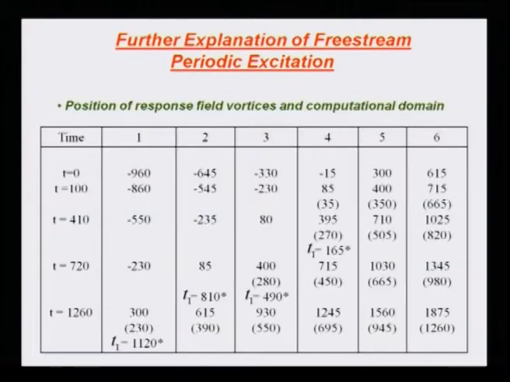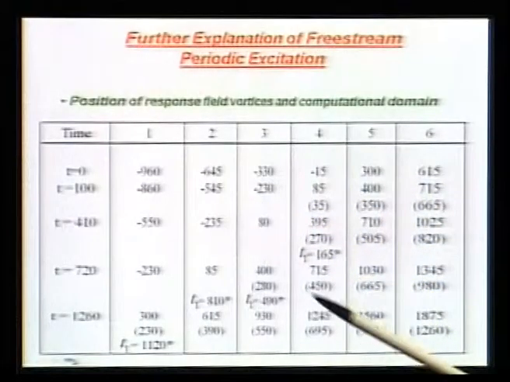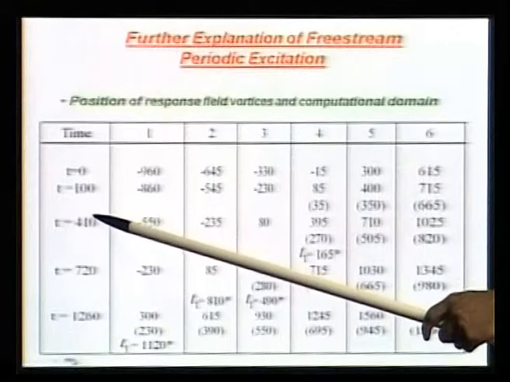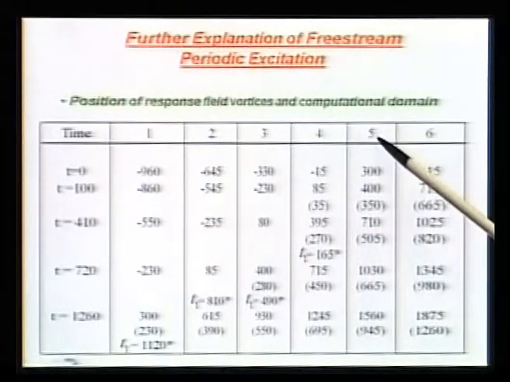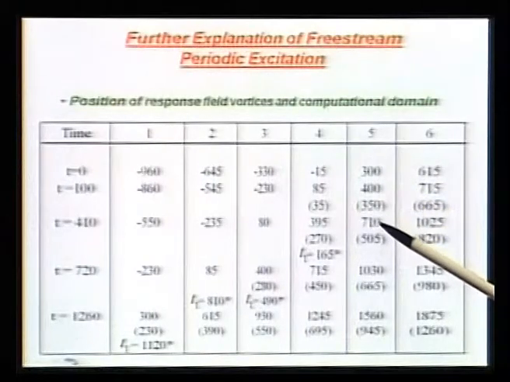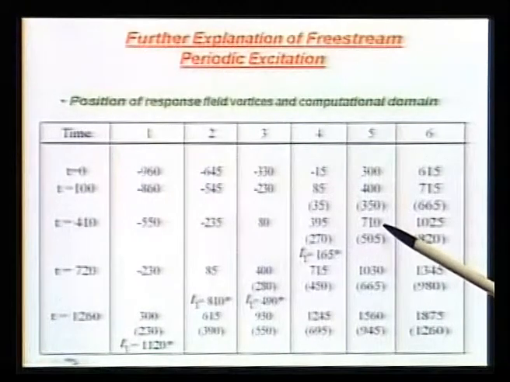Anything on this side does not make sense, but the next frame that we showed is at t equal to 410. So now this vortex, which was initially at 300, has gone to 710 in the free stream. The corresponding response field is seen at 505, and once again you can see what this is.